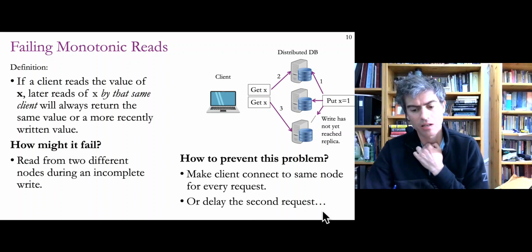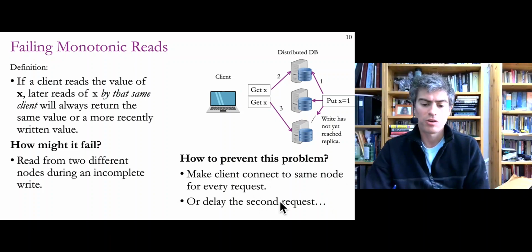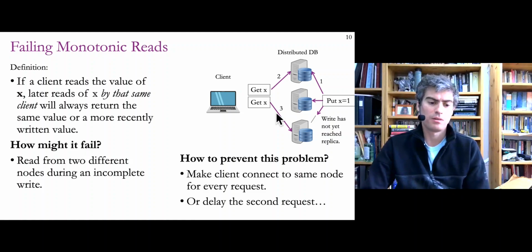And it turns out the second approach is better than the first one. So my confusion about the first one is not really too important because we're not going to be doing it anyway, connecting to the same node. In general, we're going to have some strategy for delaying requests until there's some level of consistency.